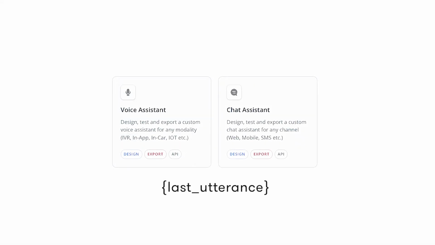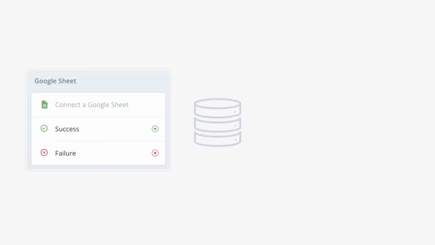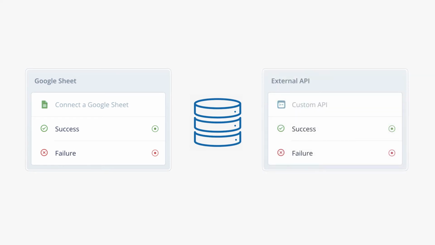Available in Voice and Chat Assistant, this variable will be automatically updated with the last captured user's utterance, allowing us to save that information to a Google Sheet, an external database, or using an API, for example.